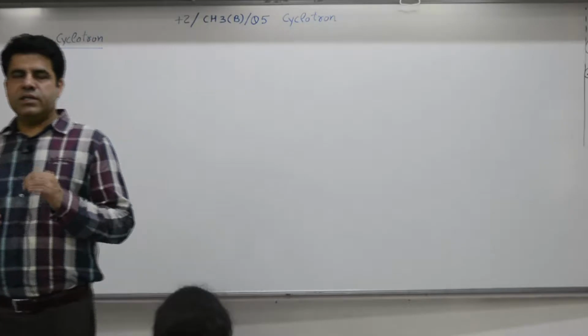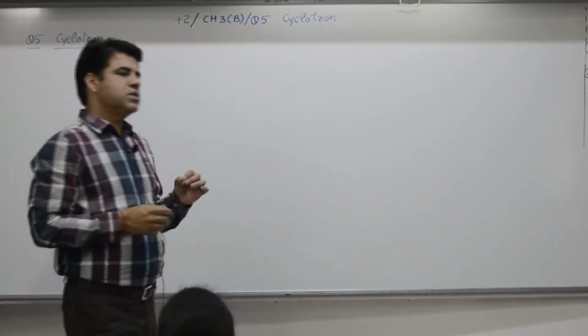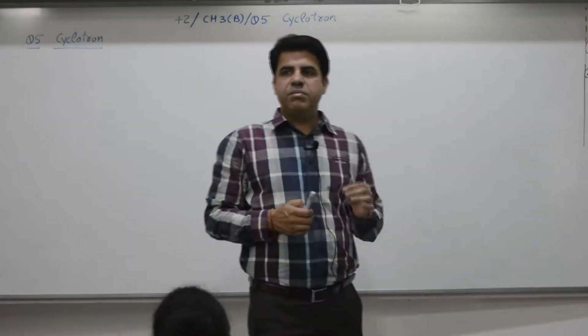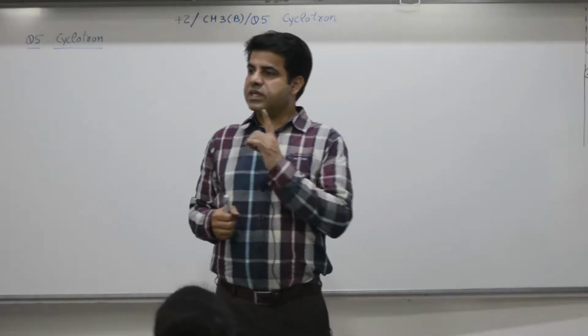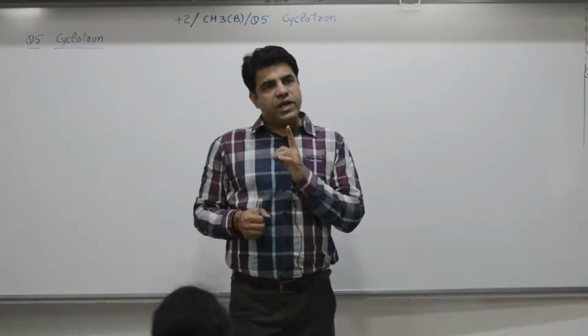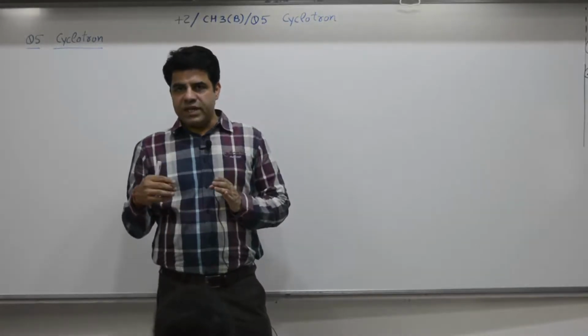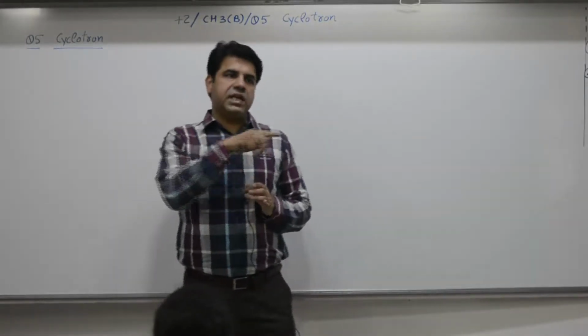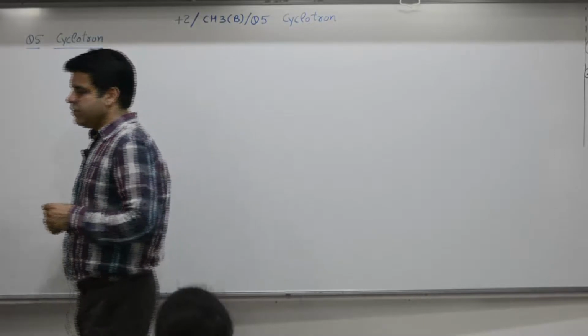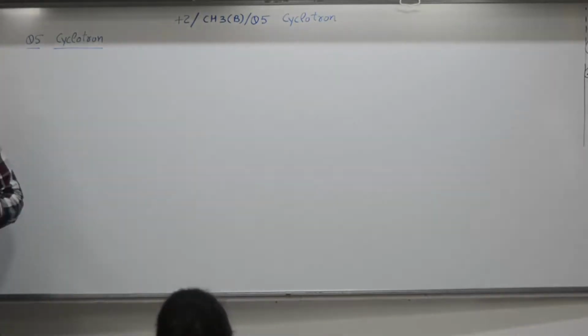How you do that? By using two fields. One is electric field, other is a magnetic field. What is the role of the electric field? To provide energy jerk. What is the role of the magnetic field? To change direction. So what is the working principle? That's the first part. Working principle.